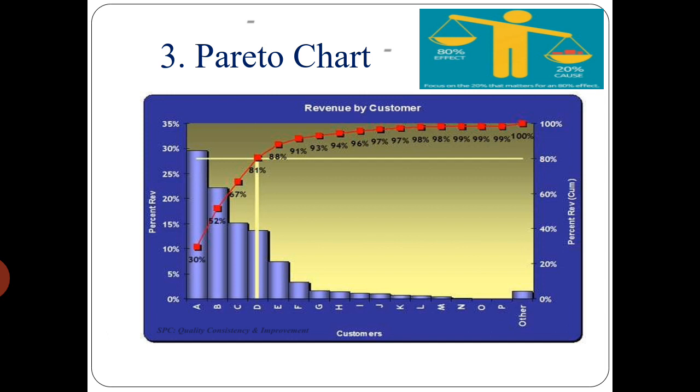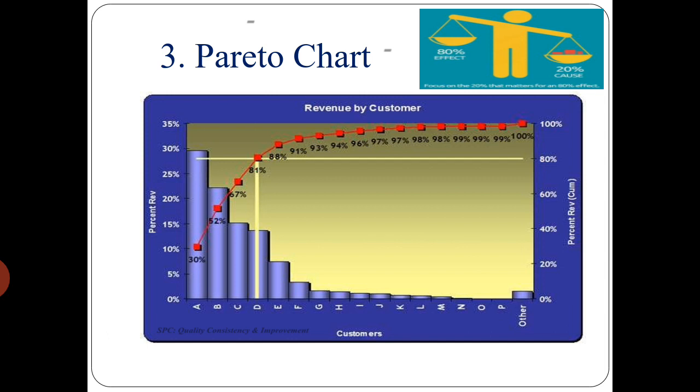Next, third one, it is also a very important quality control tool, the Pareto chart. See, the data is distributed in bar form here. On the left side you can see the higher bars, and on the right side the lower bars. It is data collected on revenue by customers. The x-axis represents customers, the y-axis represents percentage of revenue, and the extreme right y-axis is the cumulative percentage of the revenue.